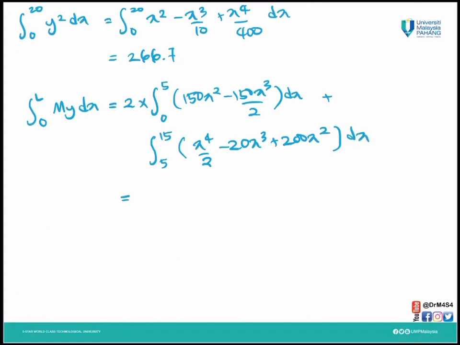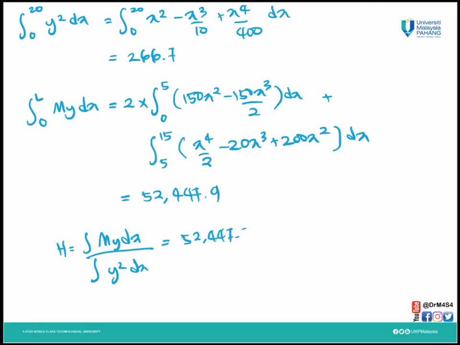Alright, integrate that, substitute those values, then we have the answer for my dx. Integration of my dx is 52,447.9. Then we can calculate the value for our h. So the answer for h is 196.7 kilonewton.